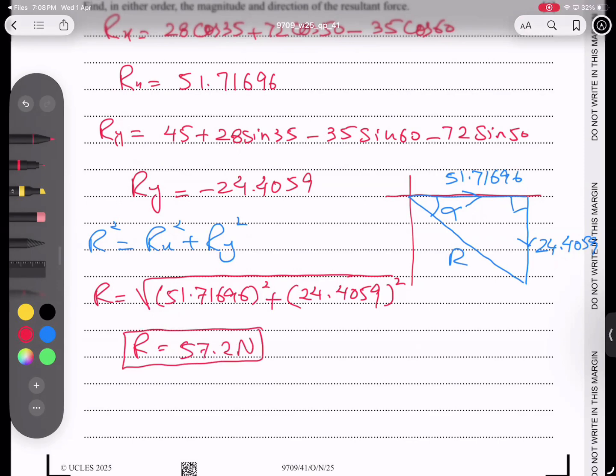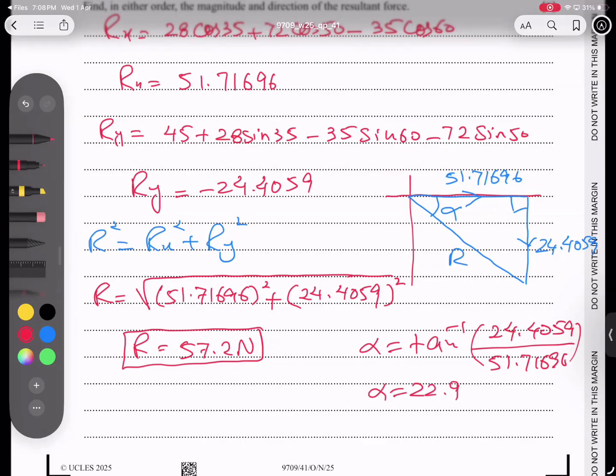Now, how to get the angle? I can find alpha equal to tan inverse of opposite by adjacent. No need to take the angle negative. So when I take tan inverse of 24.4059 divided by 51.71696, the answer turns out to be 22.9 for alpha.